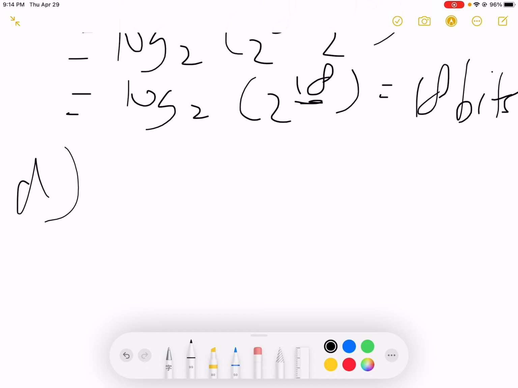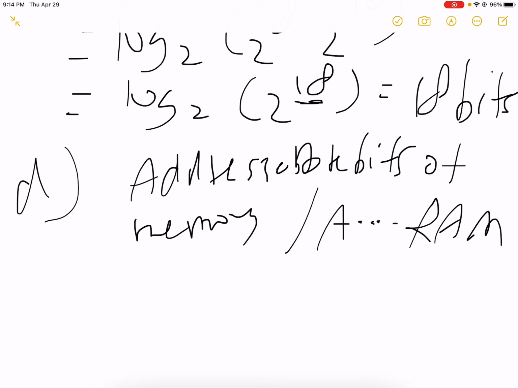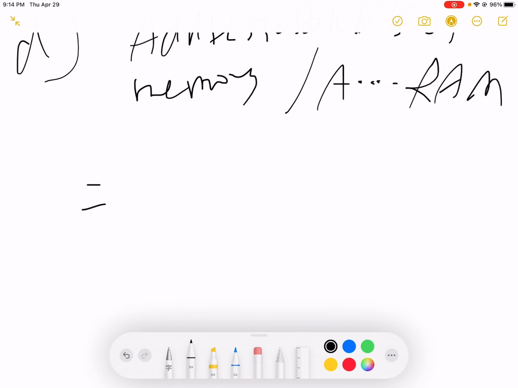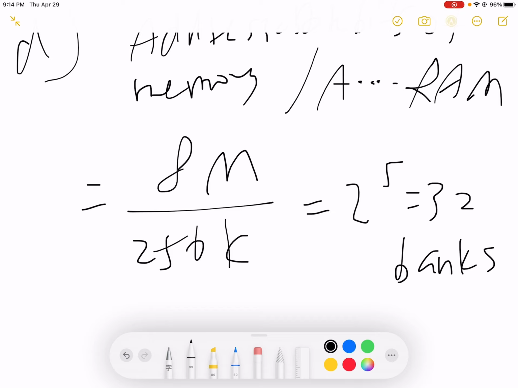And for D, it's asking how many banks this memory will have. What you do is divide the addressable size of memory by the addressable size of the RAM, which is 8 megabytes divided by 256K, which is 2 to the 5th, which is 32 banks. You can confirm the calculations on your own.